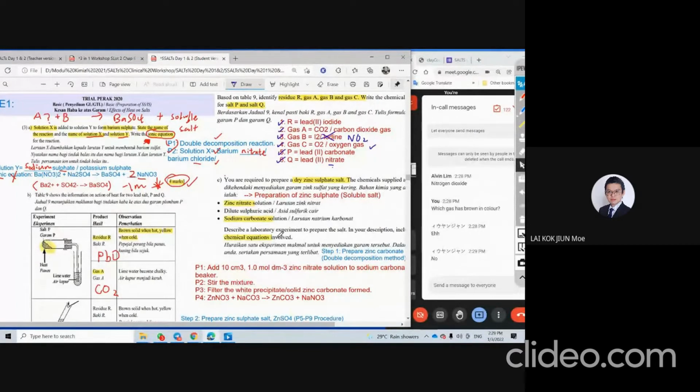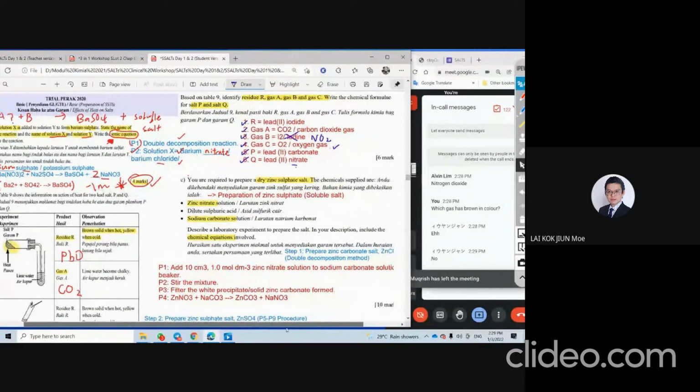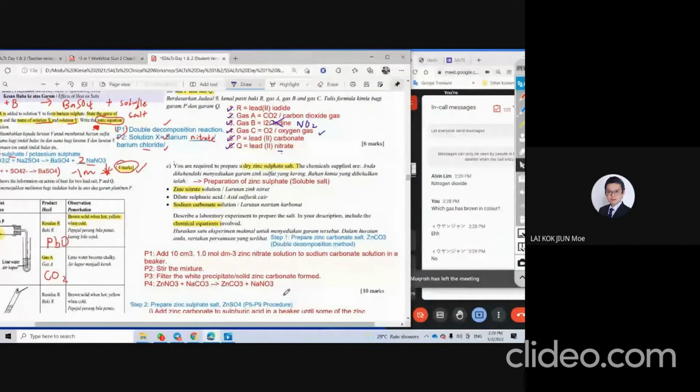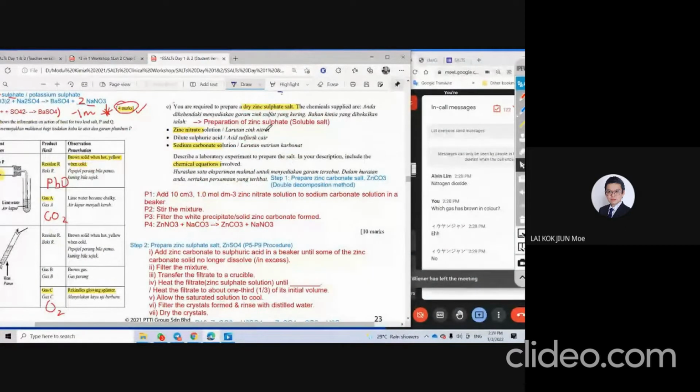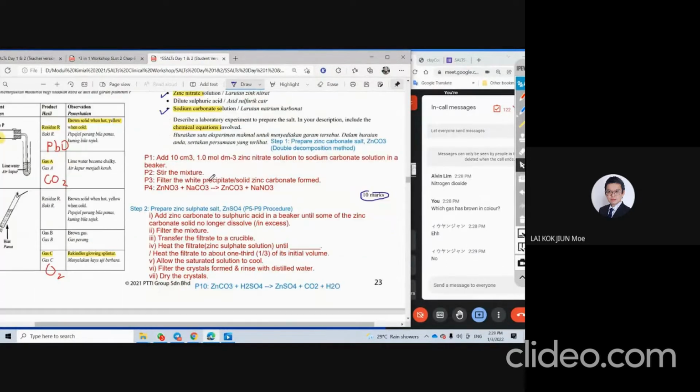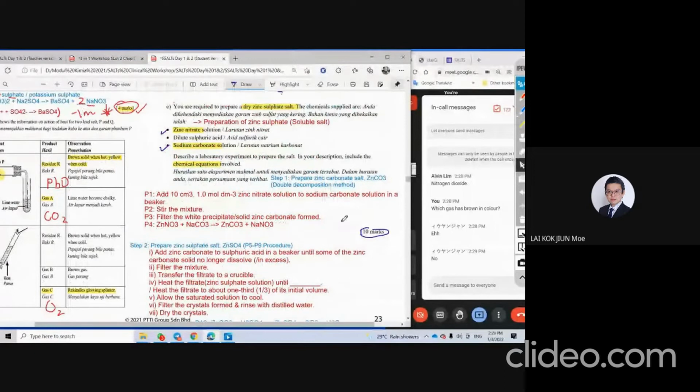Okay, continue. Let's see. How to prepare the dry zinc sulfate salt. You are provided all these things, zinc nitrate, sodium carbonate. So how are you going to prepare it? You can take the marks here, 10 marks. You have to plan your strategy, how to get all these 10 marks.